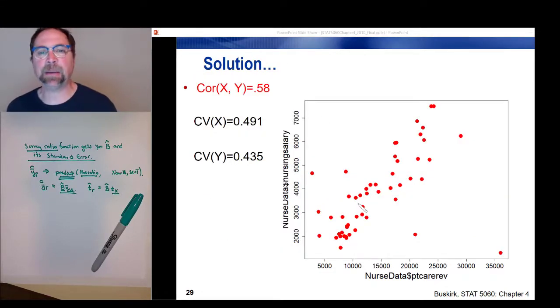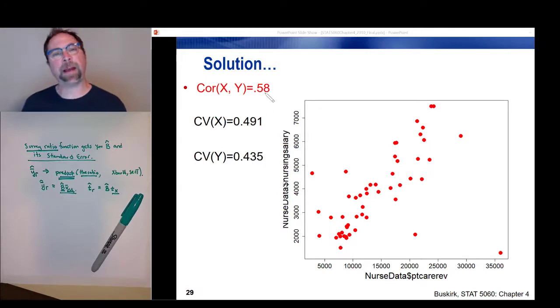able to calculate the mean squared error accordingly. So this is the relationship between the nurse data, nursing salary expenditures, and the patient care revenues. And you see that the coefficient of variation for one of these variables is 0.49, the other is 0.43. These are not the same, but they're close. Correlation is about 0.58. This is not as strong as we'd like, in part because of this outlier over here.